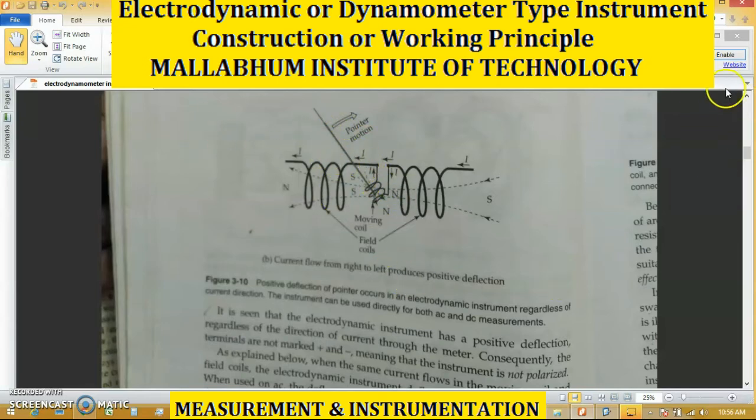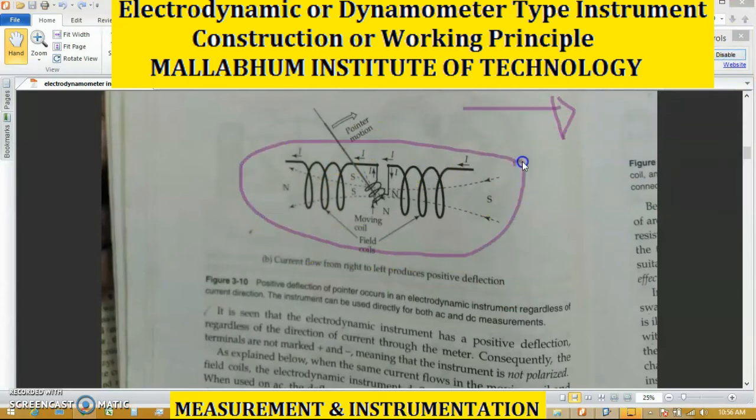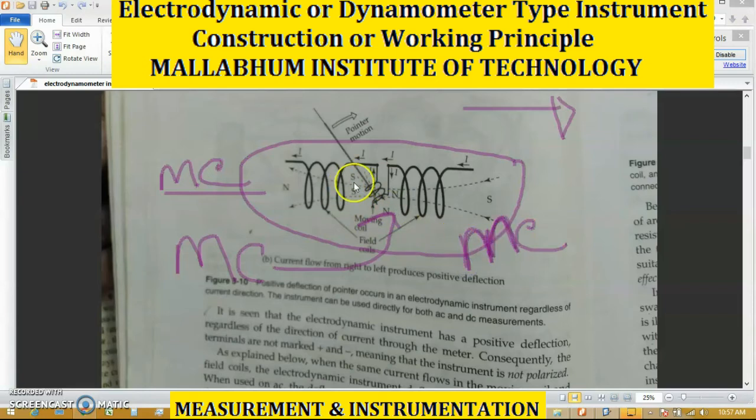That means the pointer will always move in the right direction, whatever the direction of the current in the instrument. The instrument is so calibrated that whatever the direction of the current, the pole created with the moving coil and the magnetic coil, this is your magnetic coil, this is your moving coil, this is your magnetic coil.